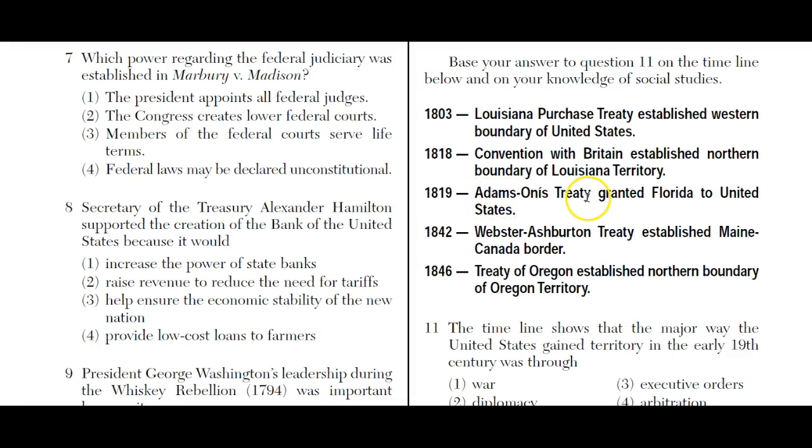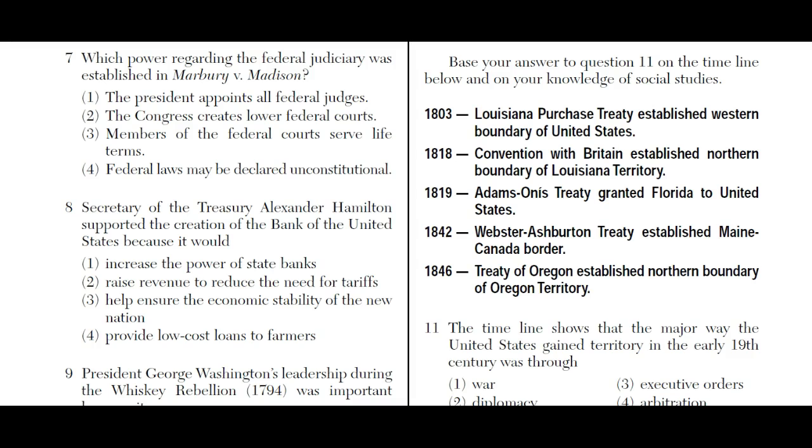1819, Adams-Onis Treaty gave Florida to the United States. Spain basically traded it to us. 1842, Webster-Ashburton Treaty establishes the border with Canada up in Maine. 1846, Treaty of Oregon established the northern boundary of the Oregon Territory that later became the state of Oregon and the state of Washington. That's all about, again, where Canada starts.